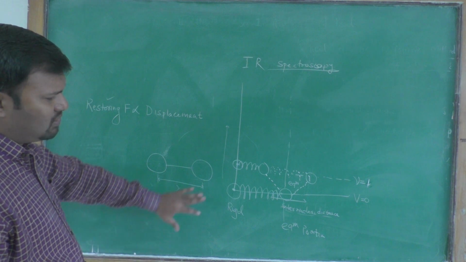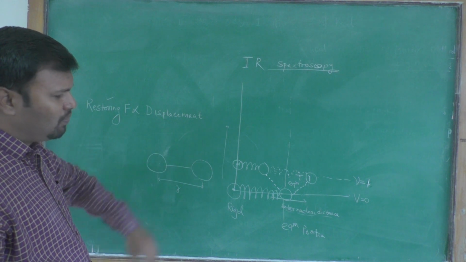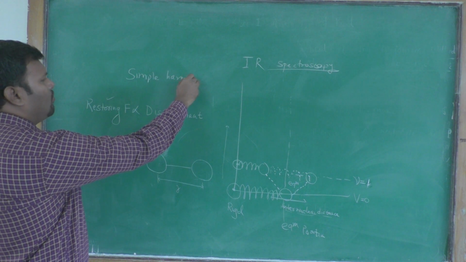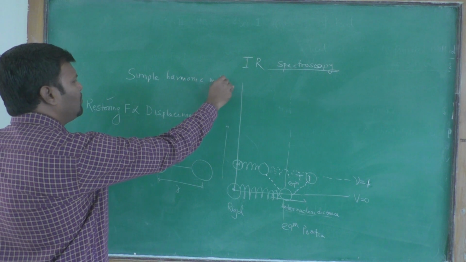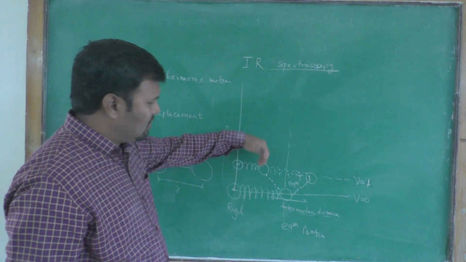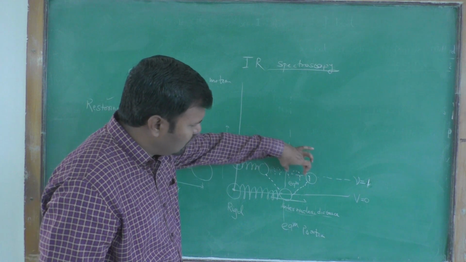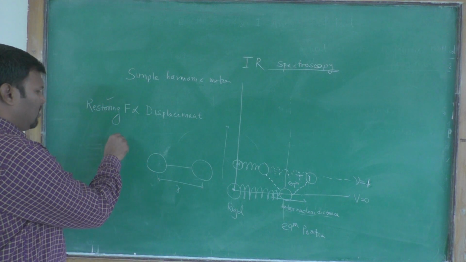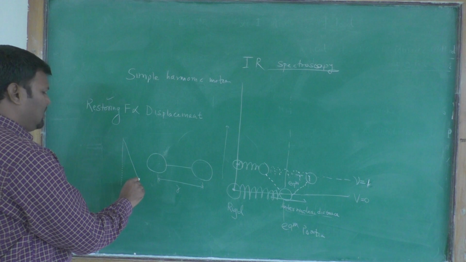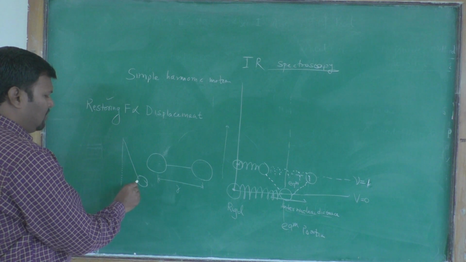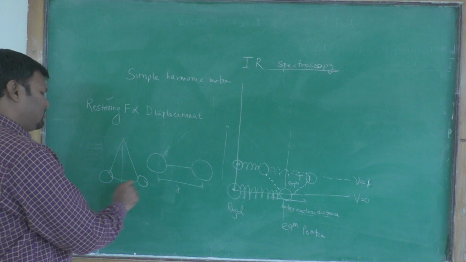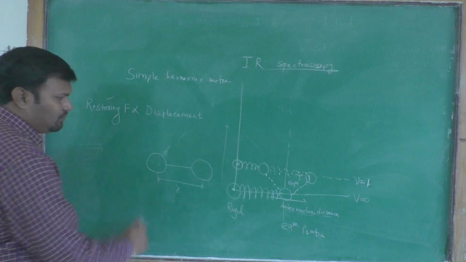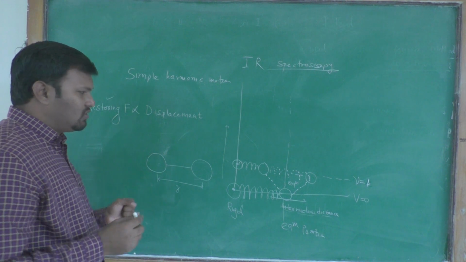This is the simple harmonic motion, which the molecule possesses. Simple harmonic motion means the compression and the stretching from the equilibrium position are the same. As in your watch, the pendulum goes the same distance to one side as to the other side. That is simple harmonic motion for this compression and stretching.